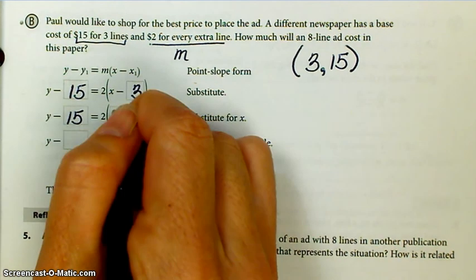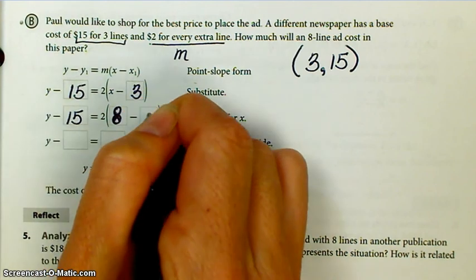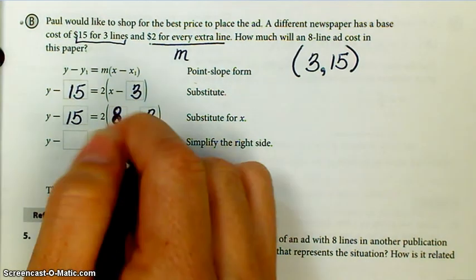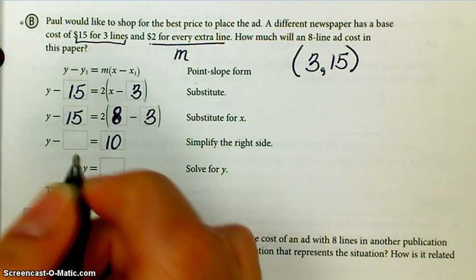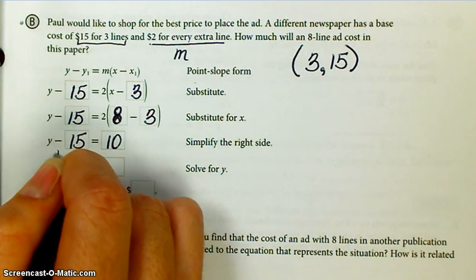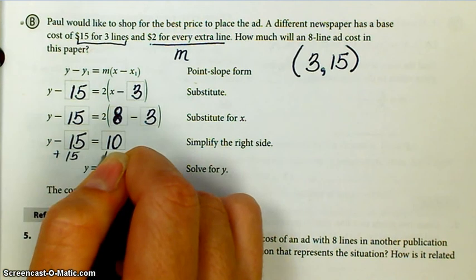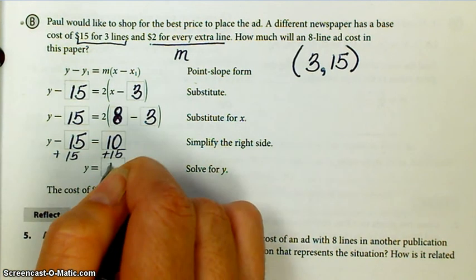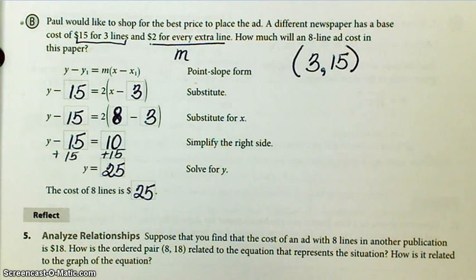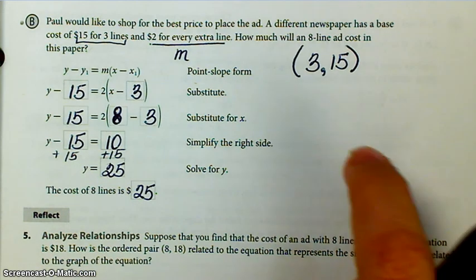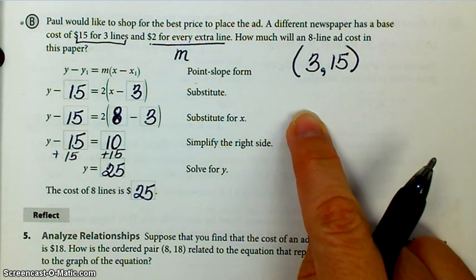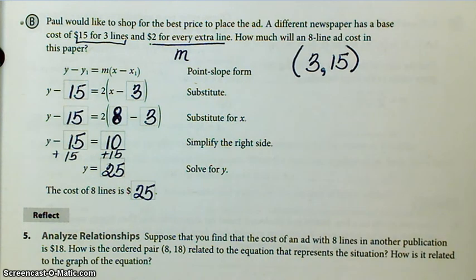Then they want you to substitute 8 right here because you're going to buy 8 lines. 8 minus 3 is 5, and 2 times 5 is 10. y minus 15 equals 10. If you think about it, you're going to add 15 to both sides to get y by itself, and y is $25. So, if he shops around, this is actually the better deal if he's going to do an 8-line ad, because it's $3 cheaper than the other one.